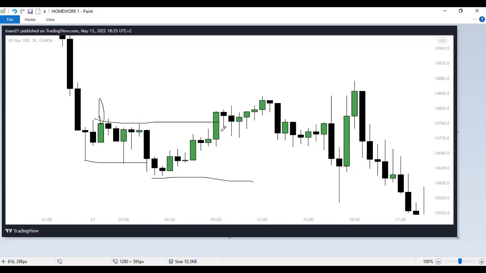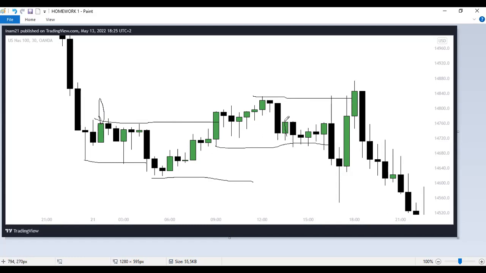After taking out the Asian high, it was the London session that sponsored that move. As you can see, this big candle opened at 9 o'clock and then took it out. And then it created what? It created a London high. This was the London high. And then this was the London low. And then at 1 o'clock, the New York session opened.